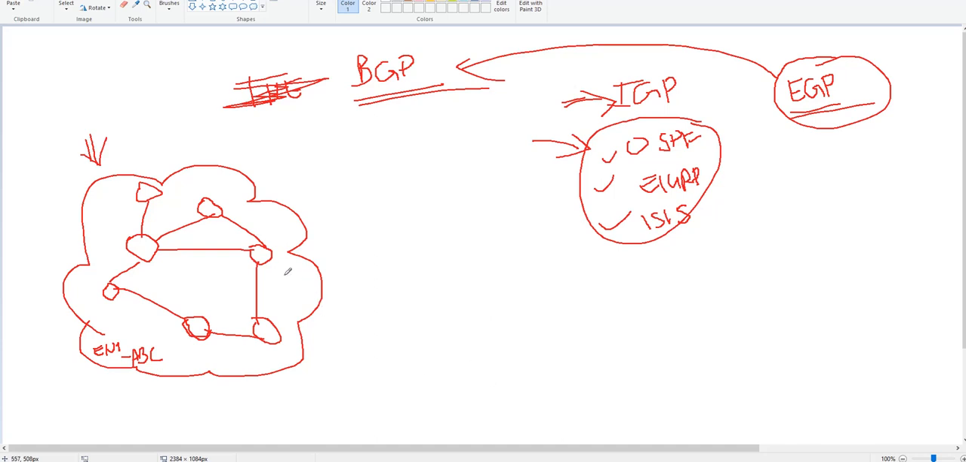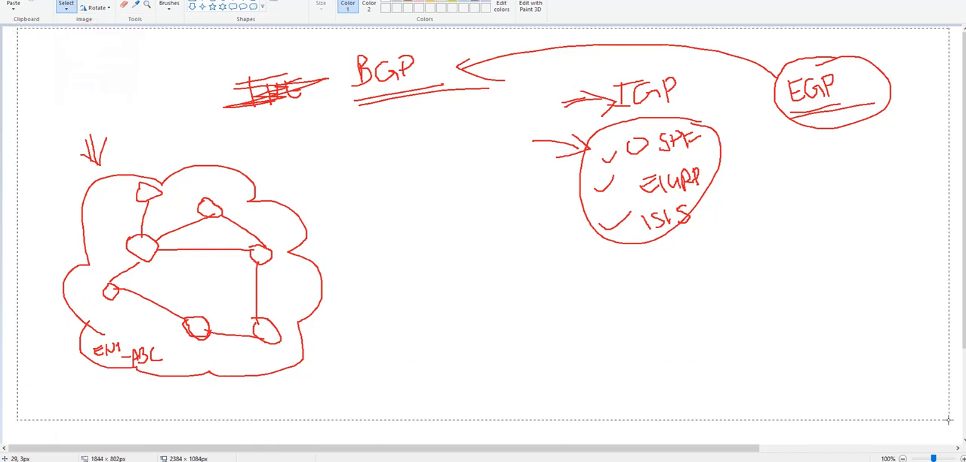Here OSPF, EIGRP and ISIS are designed for IGP. Why? Because they are designed to handle only a limited number of prefixes, not like BGP. BGP can handle hundreds, thousands and millions of prefixes, which are running over the internet, but which cannot be handled by these IGP protocols. That is the main reason why we should use BGP over the internet, not OSPF, EIGRP and ISIS. Great, so this is why we need BGP instead of IGP.